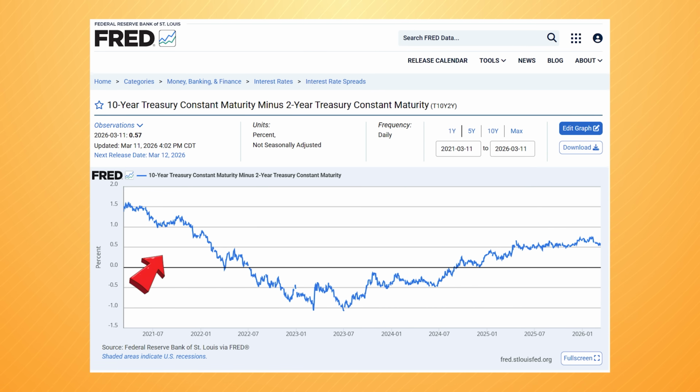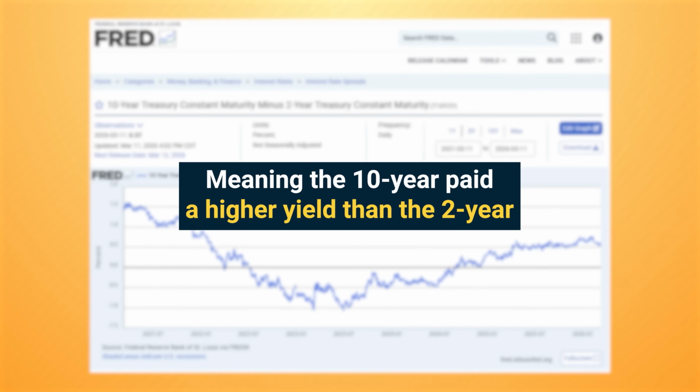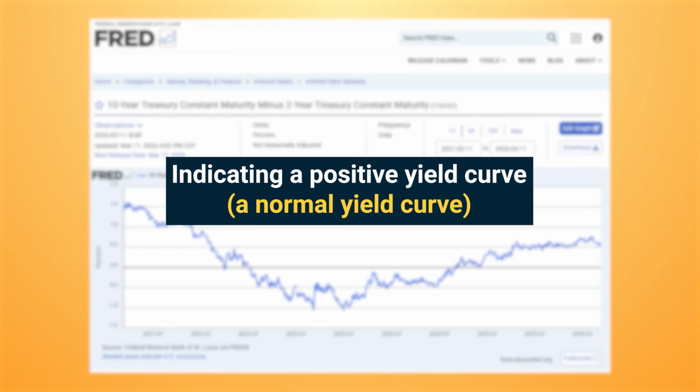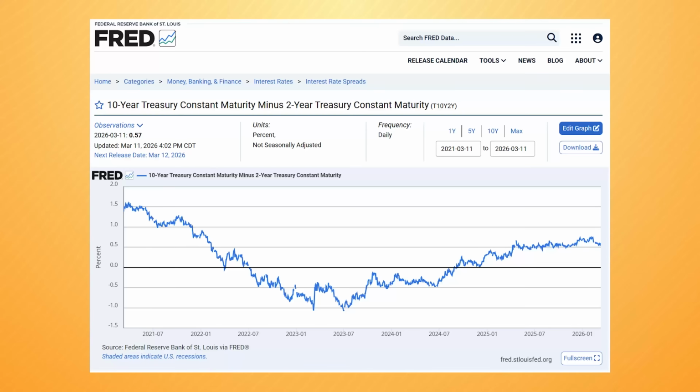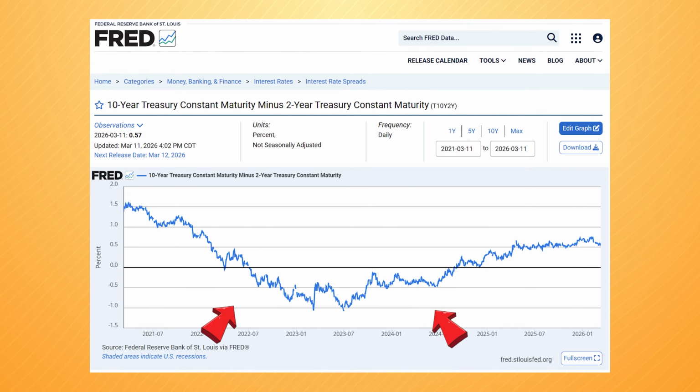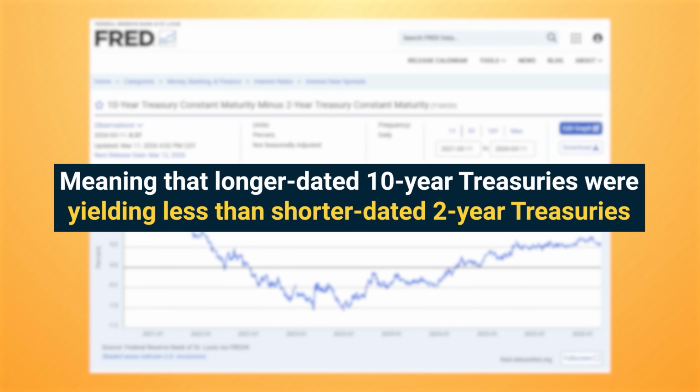Where the blue line is above the black 0 line, this difference was positive, meaning the 10-year paid a higher yield than the 2-year. You can see that this was the case in the early 2000s, as well as at the time of this taping here, indicating a positive yield curve or normal yield curve. As I mentioned before, however, starting after COVID in 2022 and well into 2024, we were in an inverted yield curve environment where this blue line was below the 0 line and in negative territory, meaning that longer dated 10-year treasuries were yielding less than shorter dated 2-year treasuries, which is a nice segue into the next part of today's discussion.